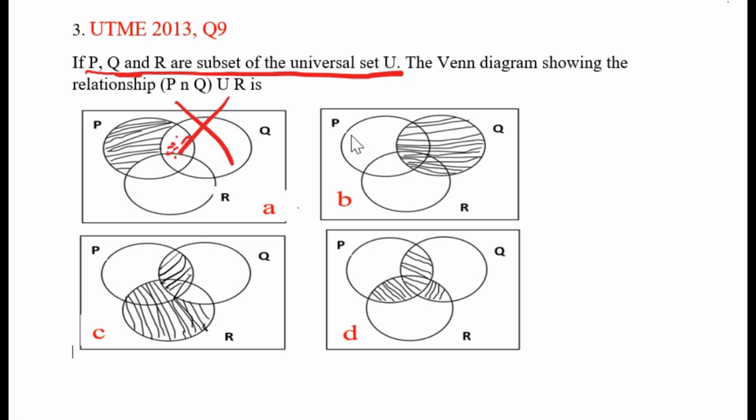Then the second one is P intersection Q. Here is shaded. So now union R, which shows this side is not shaded too. So option B will not be the answer. Then same thing with option D. There's no union R. So this will not go. For this one, P intersection Q is shaded and P union R is shaded as well. So option C is the right answer.